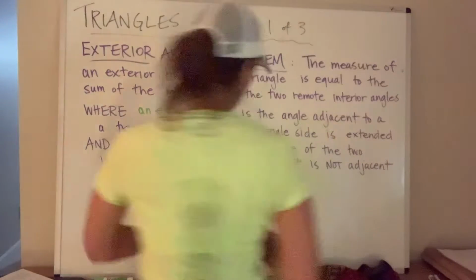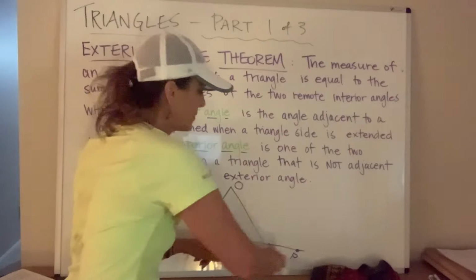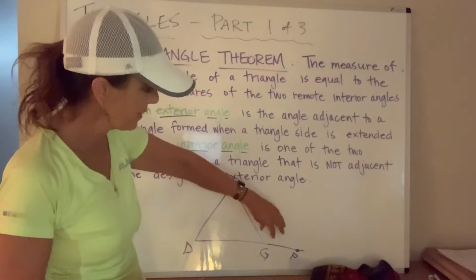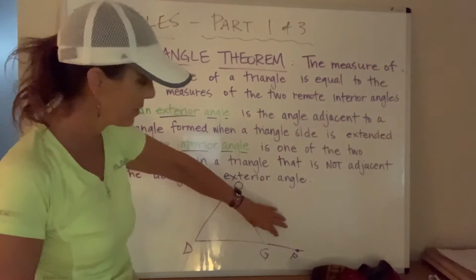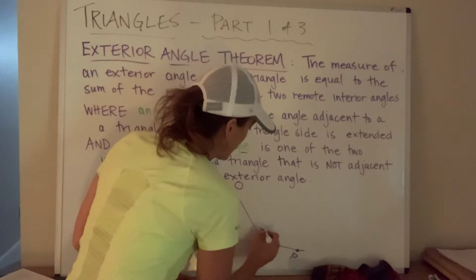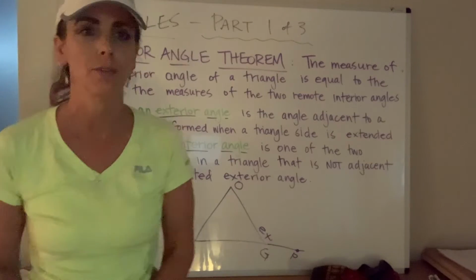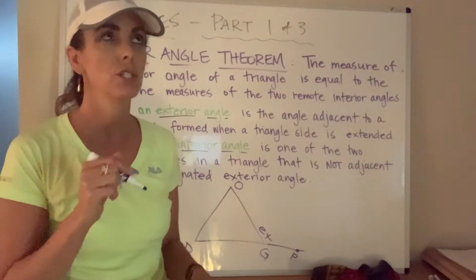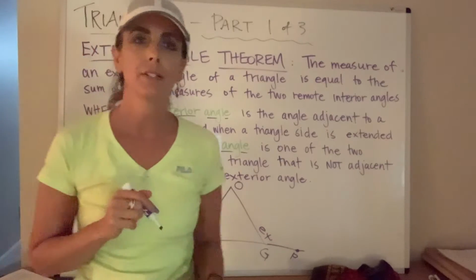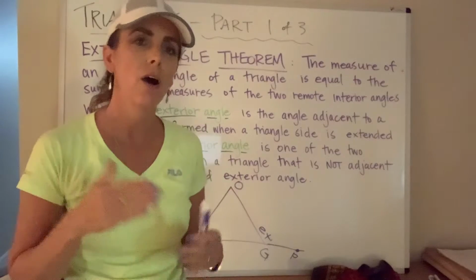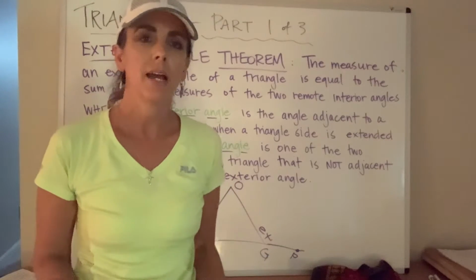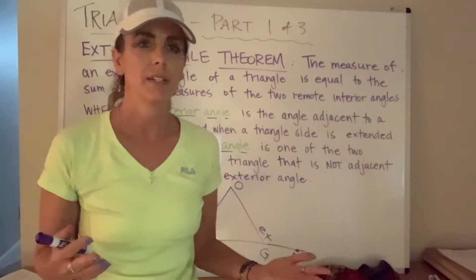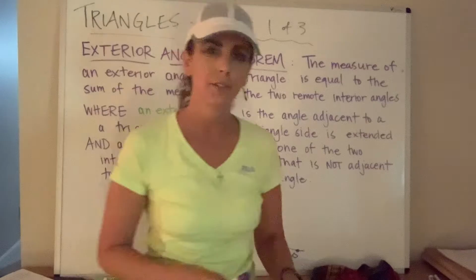So if I'm looking at this diagram down here, I've extended one of the sides. I'm looking for an angle adjacent to the triangle. So this is the angle that we're talking about. This is the exterior angle right there. Now, you can form 6 different exterior angles in a triangle depending on how you extend sides of the triangle. So you're always looking at which one am I interested in. That's what an exterior angle is.